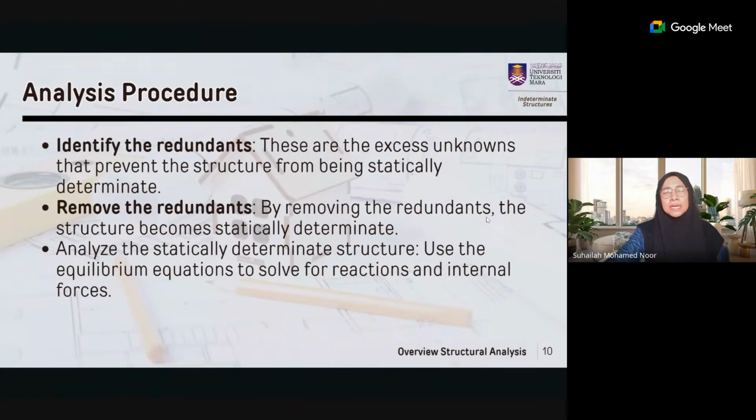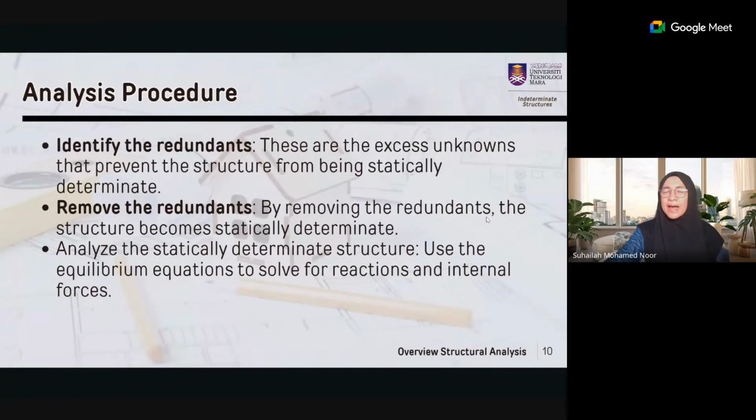If it is pin support and we want to remove 1, we have to remove the horizontal reaction, so that it becomes roller. If it is roller support and we want to remove 1 from roller support, it looks like we remove the roller. So we have to understand that redundant has the characteristic. We have to remove the right redundant. We cannot simply remove just one. We have to understand the concept of support so that we choose the right reaction to remove as the redundant.